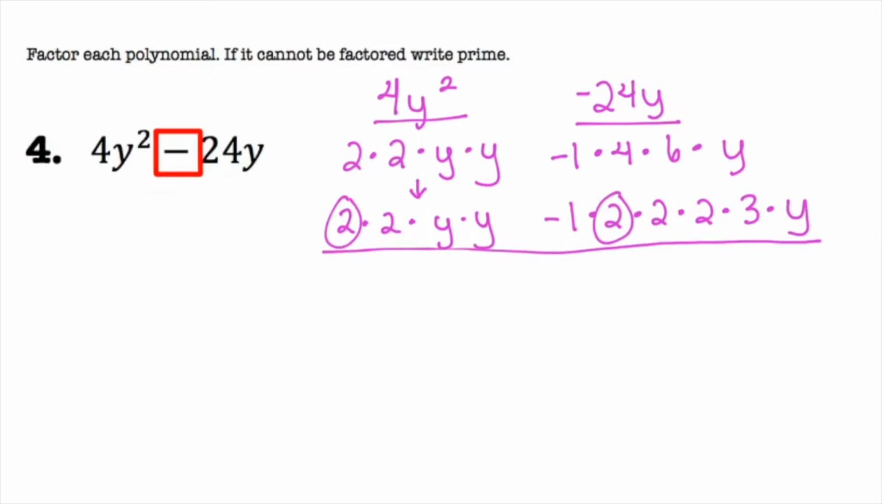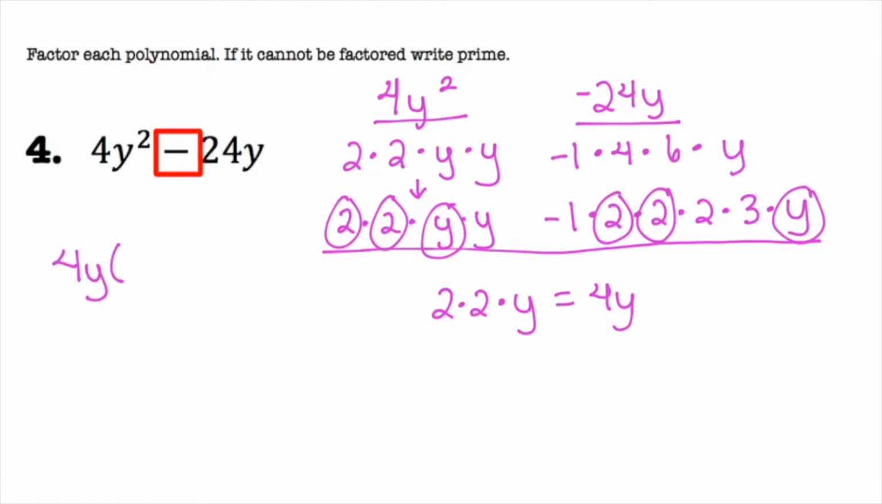So they both have a 2, and they have another 2, and they both have 1y. So we're going to pull those 3 matches down and multiply them back together. So 2 times 2 is 4, times y is 4y, and that becomes our GCF.